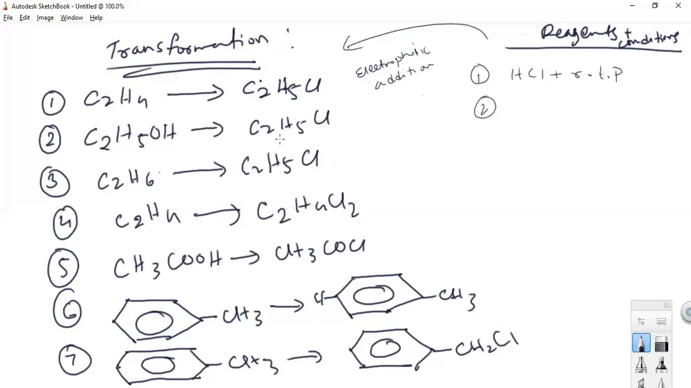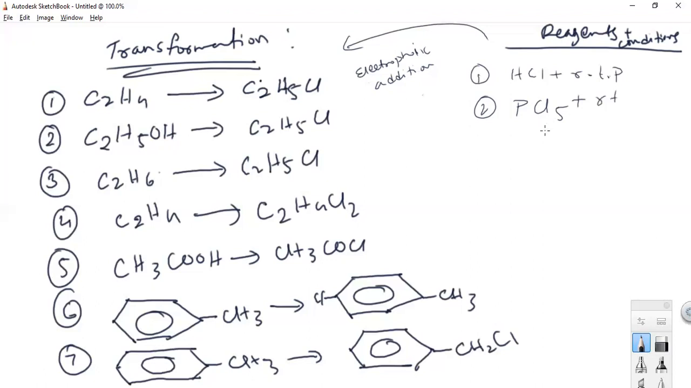Now in the second reaction we see C2H5OH to C2H5Cl. This is an alcohol and now we have a haloalkane. The alcohol group is being displaced. Simply we can use PCl5. It is not actually a nucleophilic substitution. This is simply a normal reaction, PCl5 at room temperature.